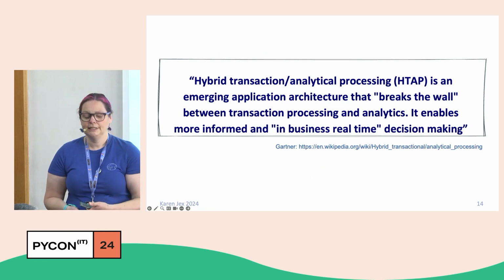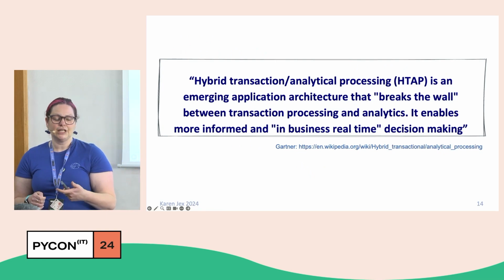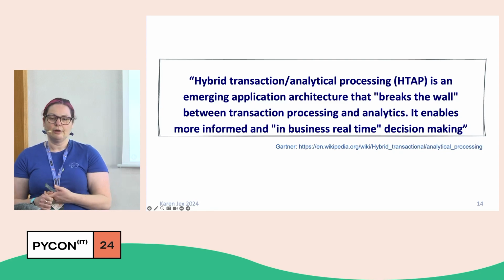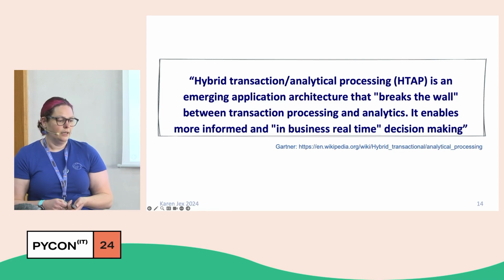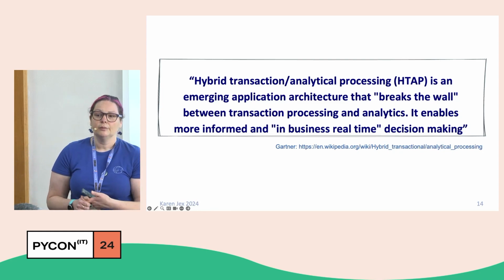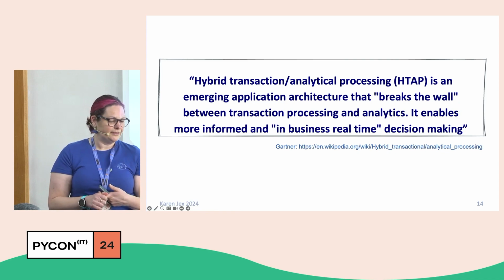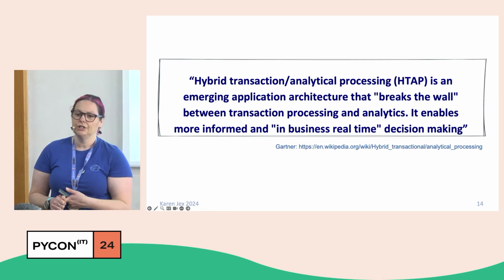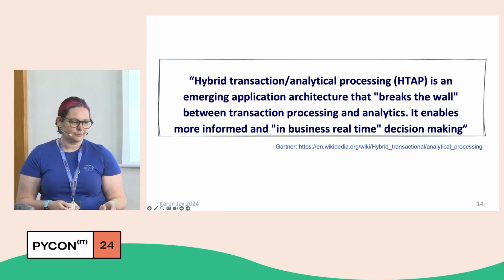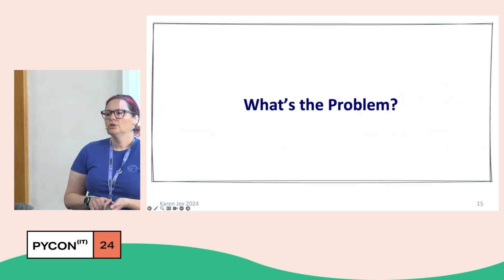And it's not a new idea. Gartner came up with the term HTAP, Hybrid Transactional Analytical Processing, back in around 2010. And it's been described in other places as translytical, or I've seen HOAP, Hybrid Operational and Analytical Processing. So what's the problem with this?